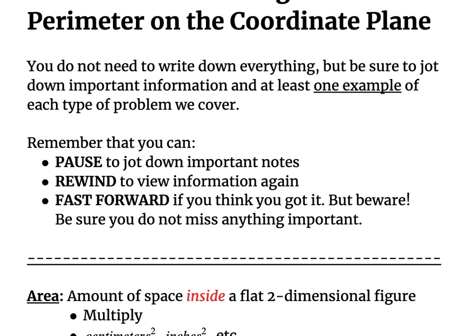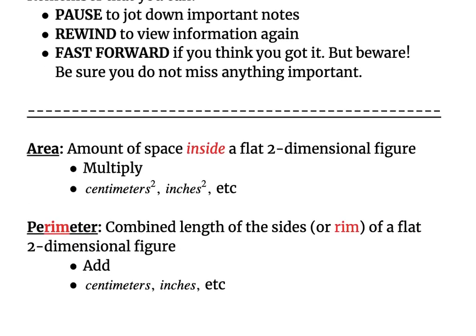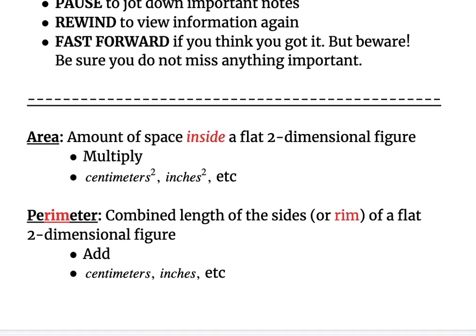So as a review, area is the amount of space inside a flat two-dimensional figure, anything you can draw on a flat piece of paper. To find it, we had to multiply. For a triangle, we have to multiply and divide, but for the most part, we multiply. The units are centimeters squared, inches squared, basically the units squared.